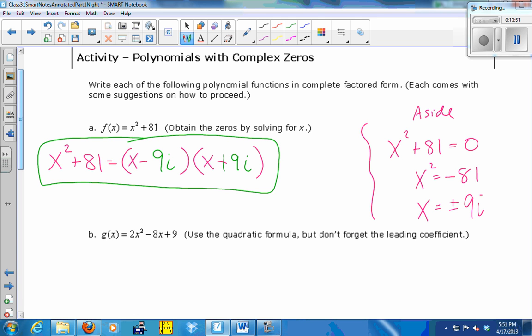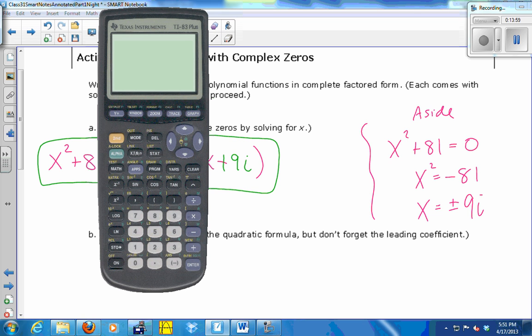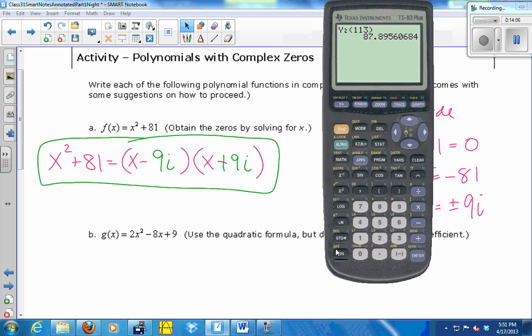And you can always FOIL it out. You can always multiply everything out again to check your work. And let me show you another nifty way to check your work. Because your graphing calculator has a button for i on it.